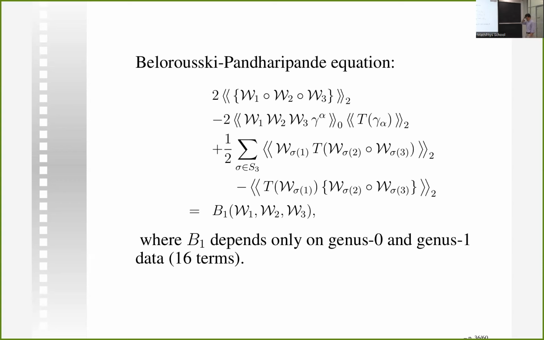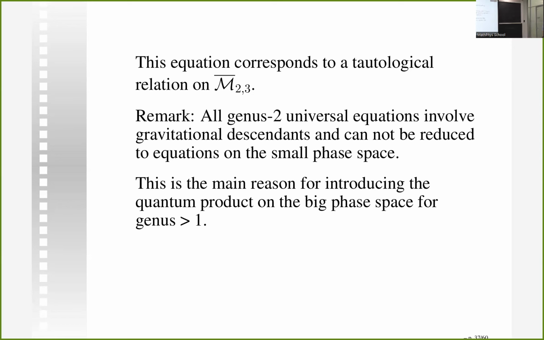Again, there's also an analog of Getzler's equation in genus 2. It's given by Belorousski and Pandharipande. It's very complicated. This time it has 20 terms, with 4 of them genus 2 terms and 16 of them genus 0 and genus 1 parts. So I'm not going to write this out. Working with this equation is of course much harder than the genus 0 and genus 1 cases. This equation corresponds to the relation on M_{2,3} bar.